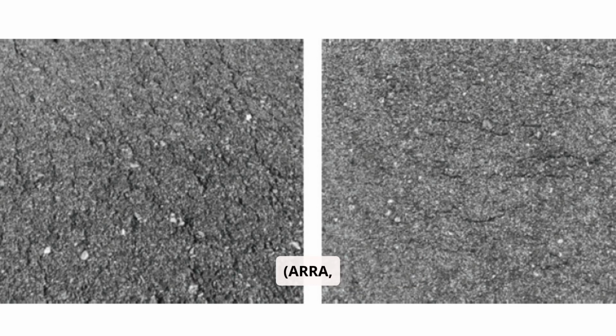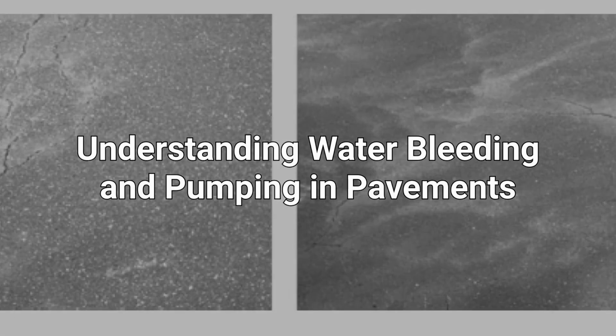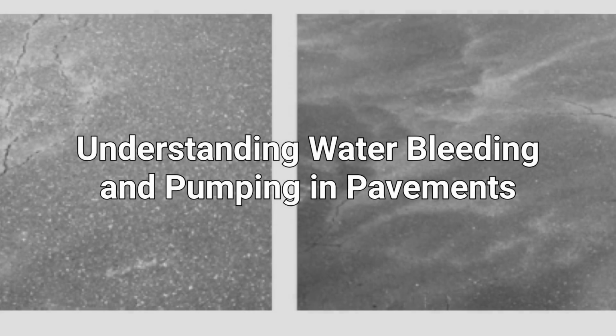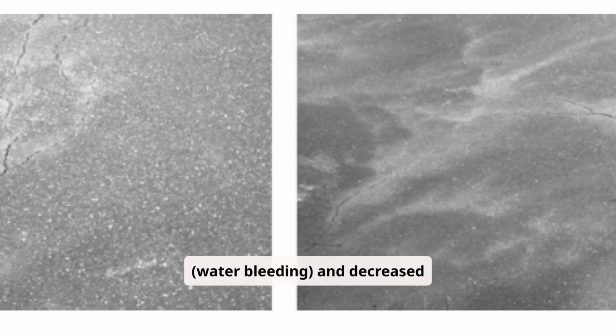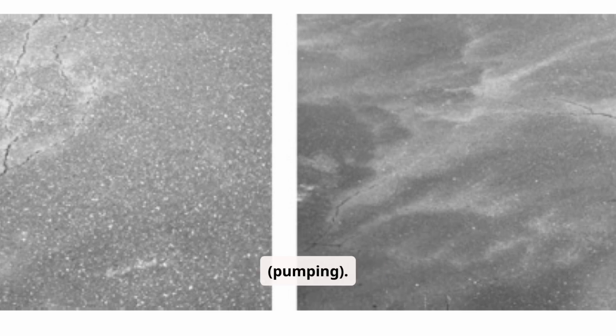ARA, 2015. Understanding water bleeding and pumping in pavements. Water bleeding means seeping of water out of joints or cracks or through an asphalt layer. If the seeping consists of water and some fine materials, it is termed pumping, as shown in the figure. It causes decreased skid resistance, an indication of high pavement porosity, water bleeding, and decreased structural support, pumping.